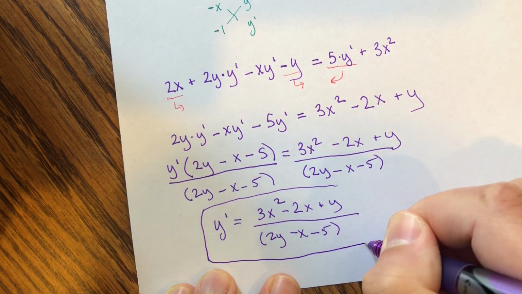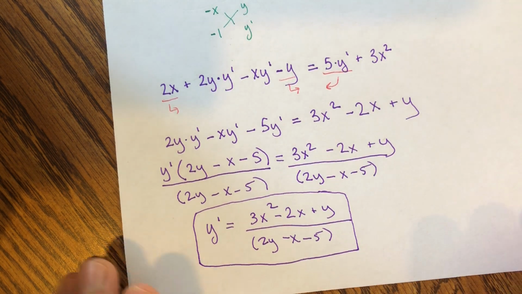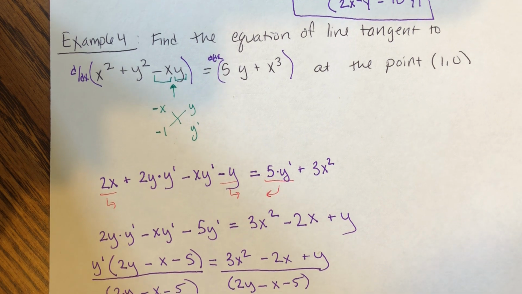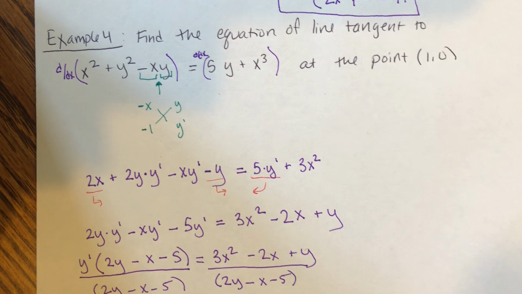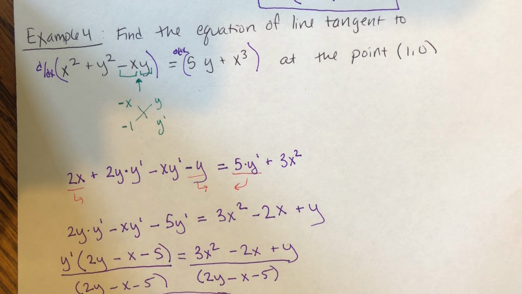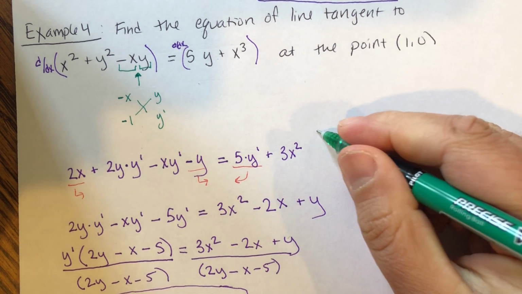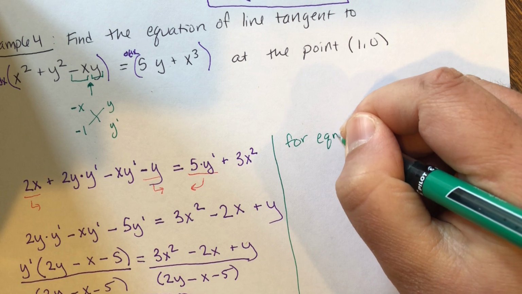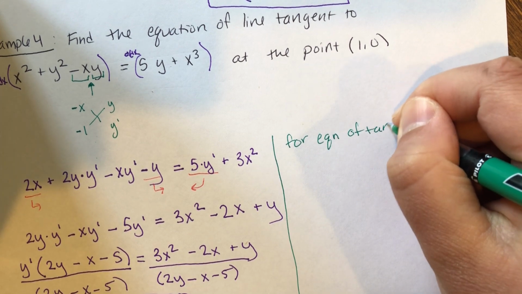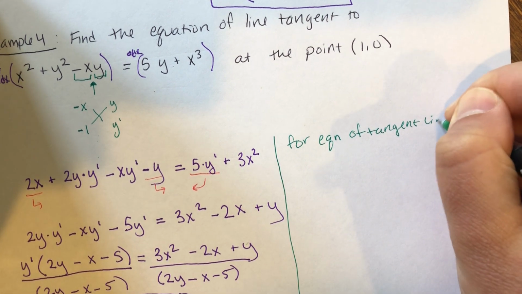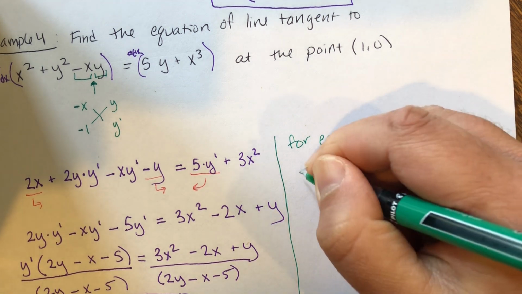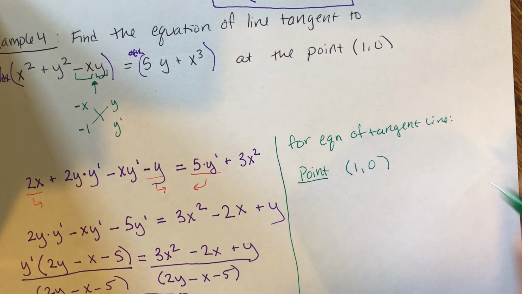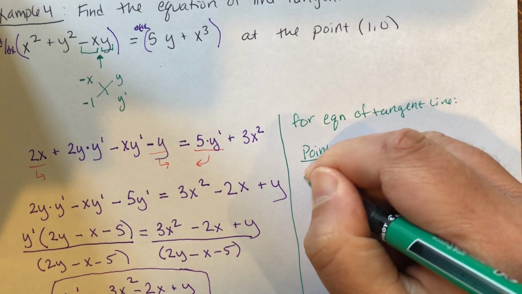Great. Now, is that what they asked for? No. They asked us for the equation of the tangent line, not just for the derivative. So remember, to write the equation of the tangent line, we need two things. We need a point on the line, which they gave us already. That's the point (1, 0). And then we need the slope of the tangent line.